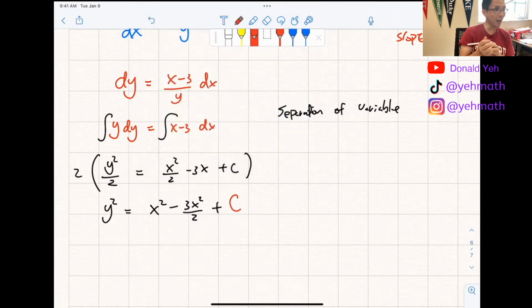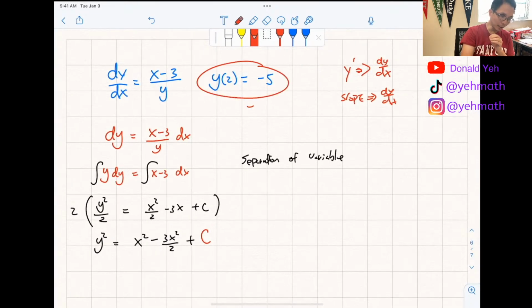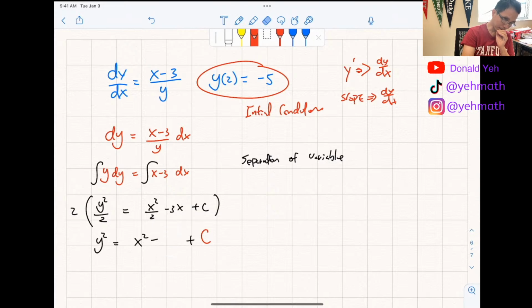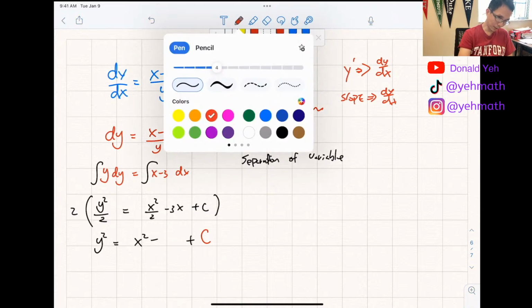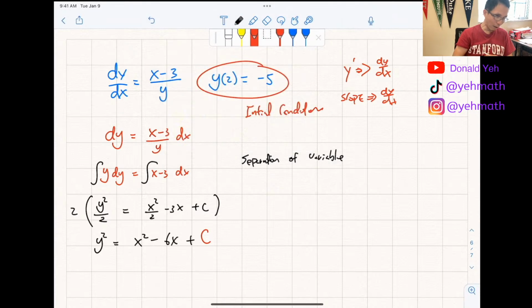Because c doesn't matter until you plug in initial condition. What is initial condition? Here's the initial condition. Oh, just 3x. This is 6. This is 6. Oh. 6x. Okay. Thank you. This one is 6x. Now, c multiplied by 2 is gonna give you c because c can divide by 2 is still c. Because c only matter after you plug in initial condition.